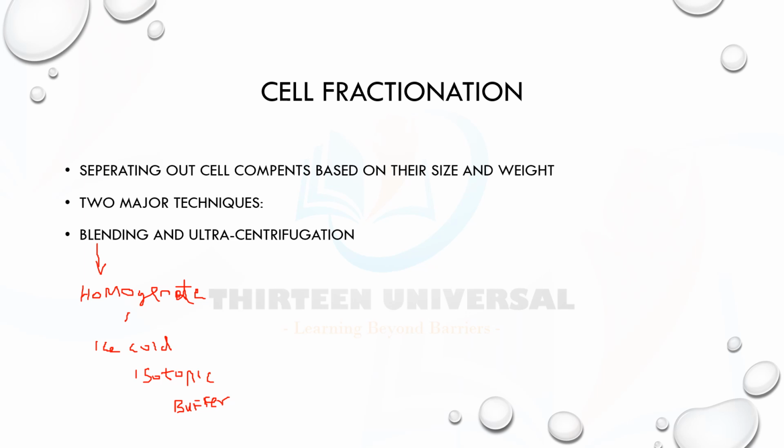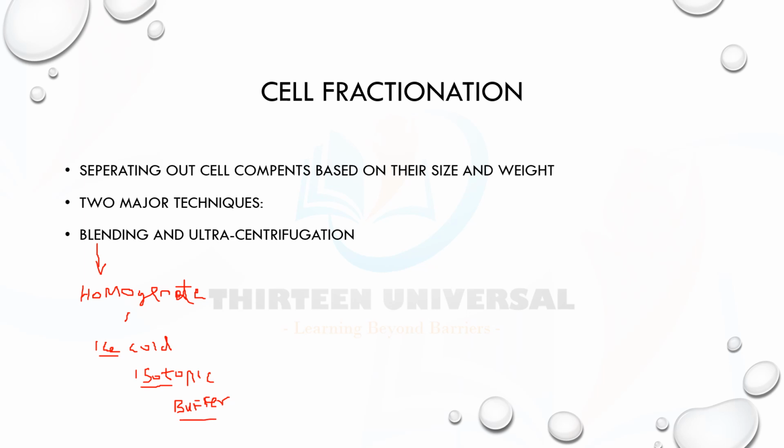So ice cold, you lower the temperature so that the digestive enzymes from lysosomes will be inactivated. If not, they will digest your organelles. Isotonic maintains the shape of the organelle. If the homogenate is hypotonic, the organelles will take up water, and if it is hypertonic, the organelles will lose water and shrink. The buffer maintains pH so that essential enzymes do not denature.